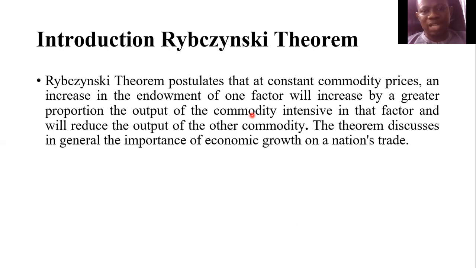Obviously, the theorem postulates that at constant commodity price, an increase in the endowment of one factor will increase by a greater proportion the output of the commodity intensive in that factor, and will reduce the output of the other commodity.